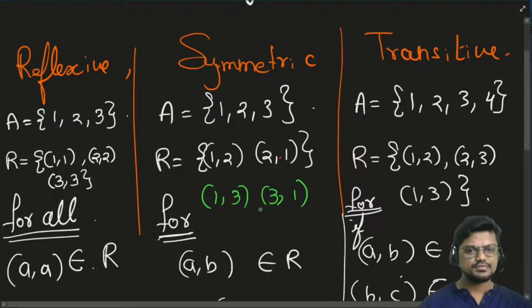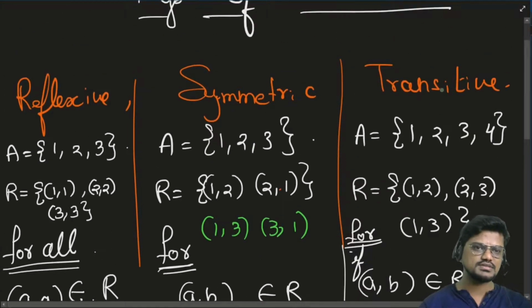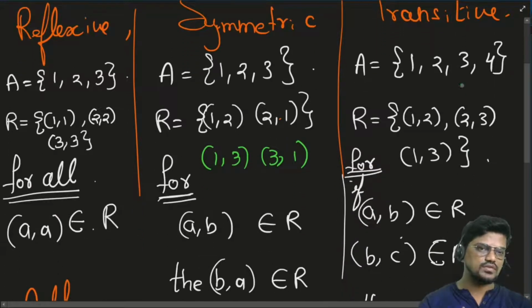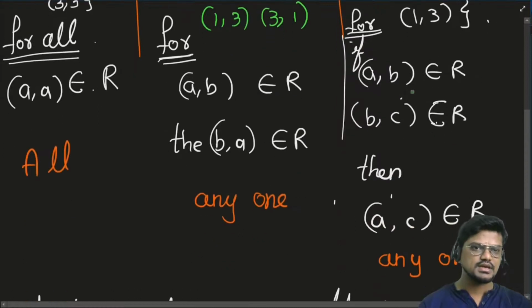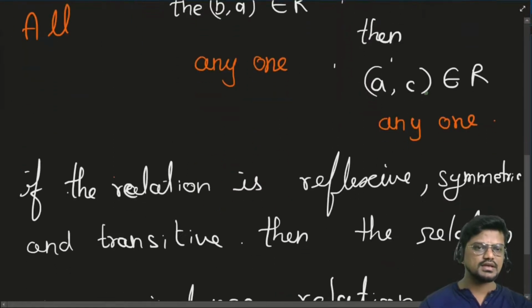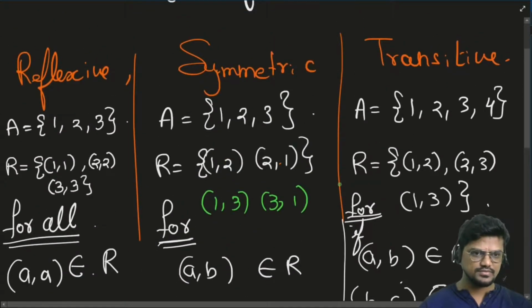Fine. And the next thing is, what is transitive? Now to check whether the relation is transitive or not, suppose 1, 2, 3, 4 are there in the set A, and your relation is given by (1,2), (2,3) and (1,3). That means, see, if (a,b) and (b,c) are there in the relation, then (a,c) should also be there in the relation. Only then we can say that the given relation is transitive.